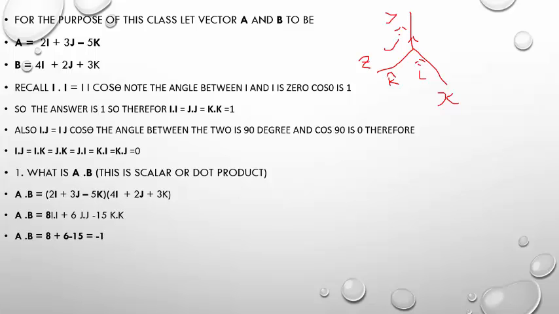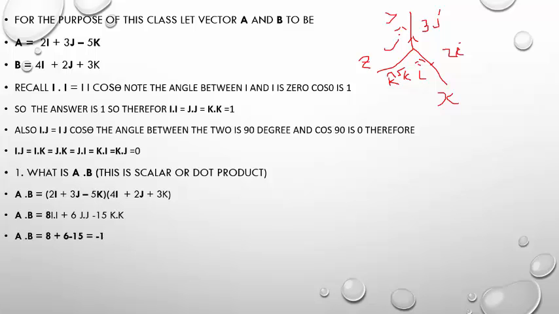So in the direction of i, which is the x-axis, if you measure from the origin to this point, we have it to be 2. So it will now be 2i, 2i in this direction. Then this will be 3j in this direction, that's in the y-axis. And this will be 5k, that will be 5k in that direction.